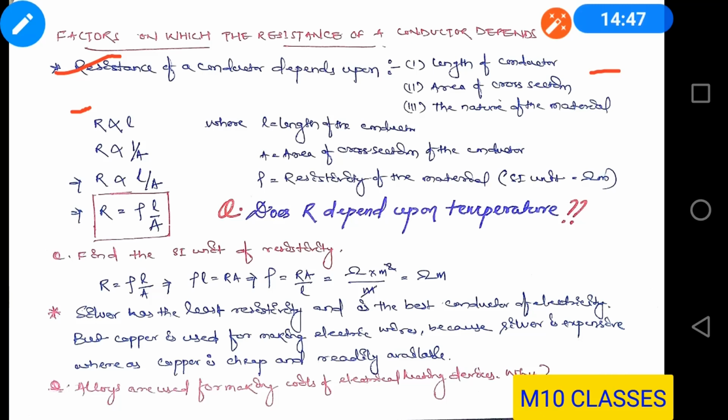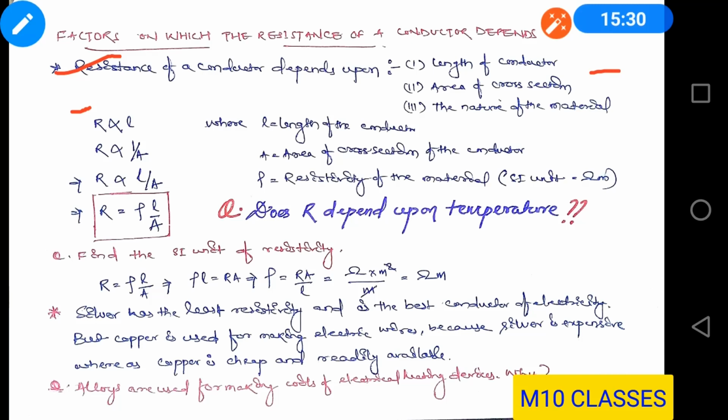Resistance is inversely proportional to the area of cross section. That means if the area of cross section increases, then the resistance will decrease, and if the area of cross section decreases, then the resistance will increase. Now let us consider a water pipe and water is flowing through it. Take a thin pipe. In this thin pipe the area of cross section is less, so the flow of water through it will also be less. That means if the area of cross section is less, then the flow of current will be less, that means the resistance is more.